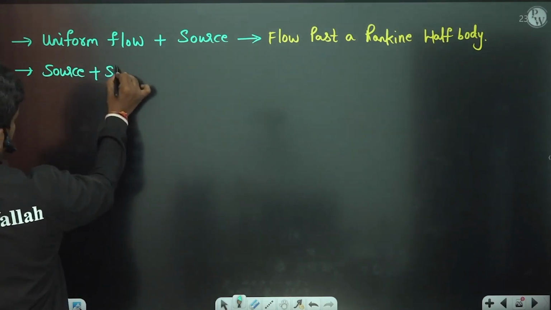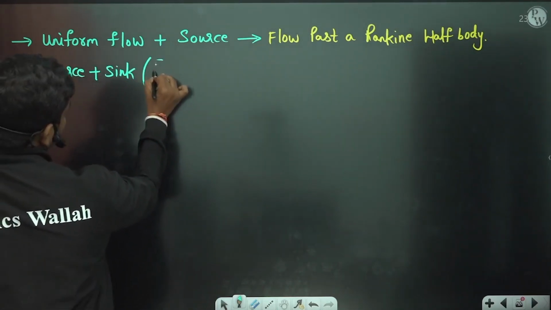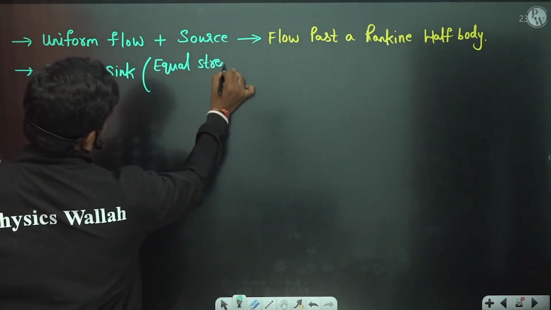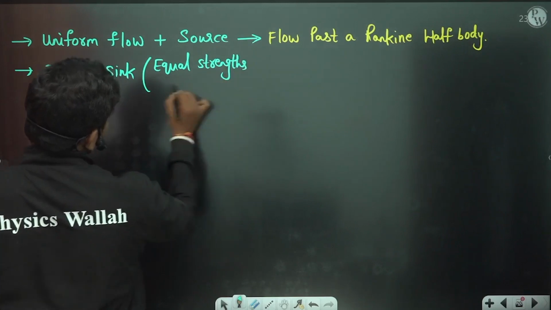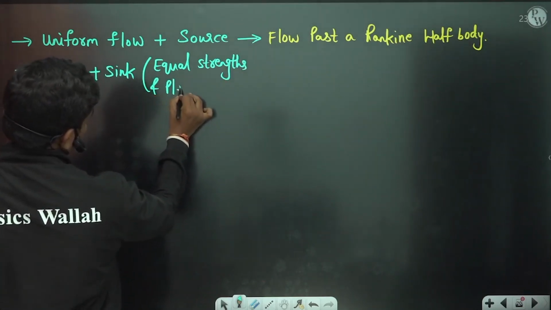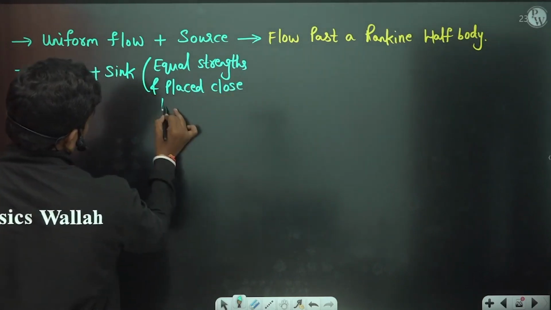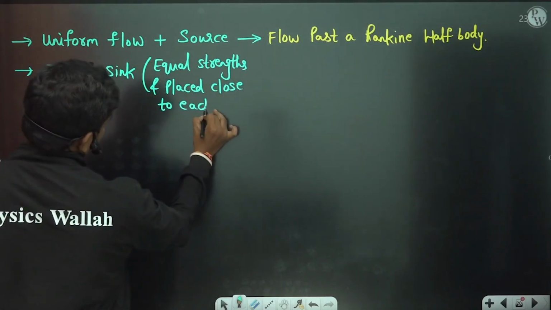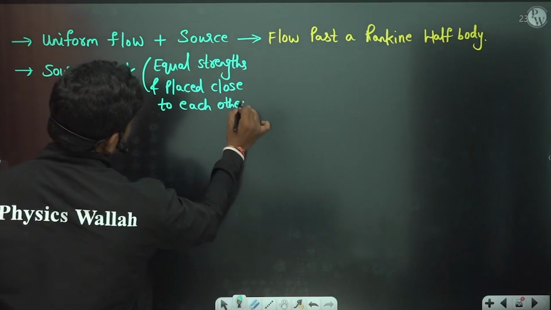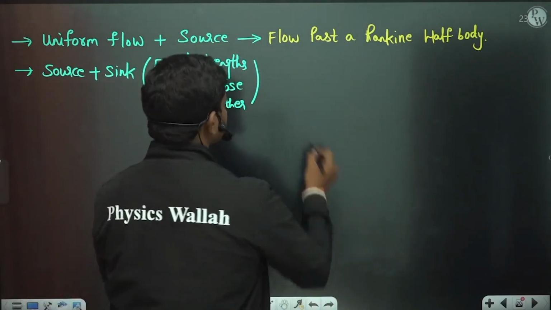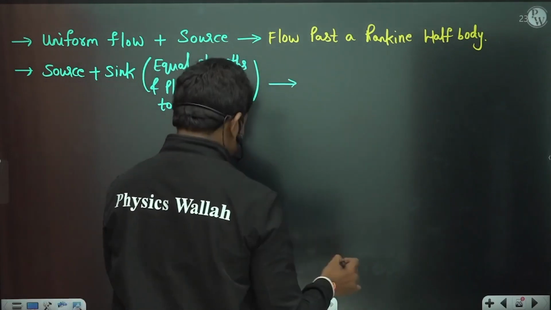Source plus sink equals tense, equal tense and placed close to each other. In this case, you get a doublet actually. Okay, so this is the case of a doublet. Fine.